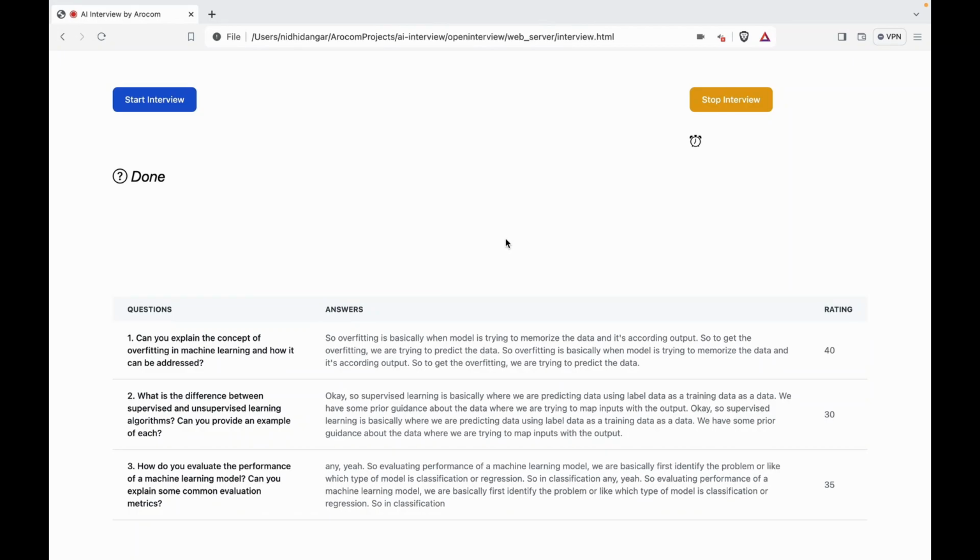As shown in the previous video, the ratings, the transcripts, and the interview videos are also stored at our backend. We can use them for further features.